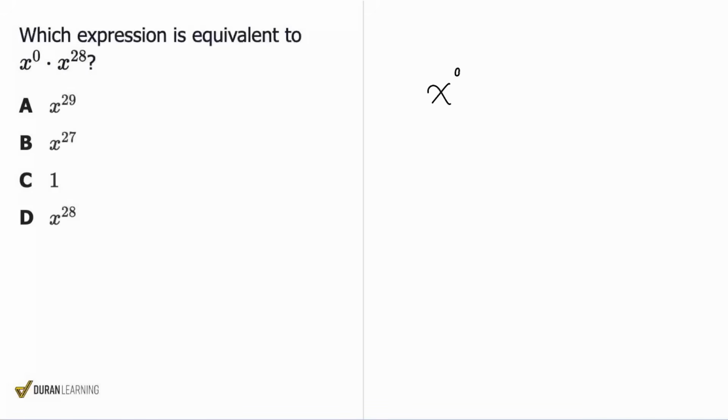But here's how it goes. Anything to the power of 0, that's going to be 1. So this basically turns into 1 times x to the power of 28, which is just x to the power of 28, just like that.